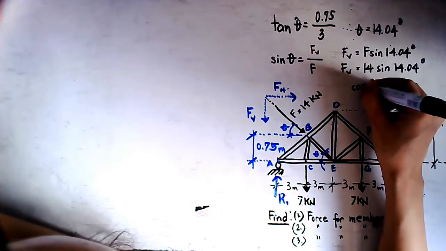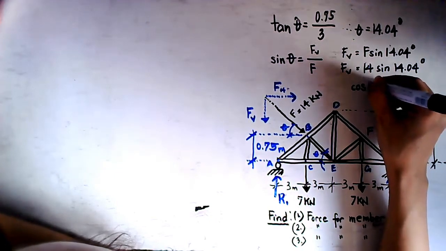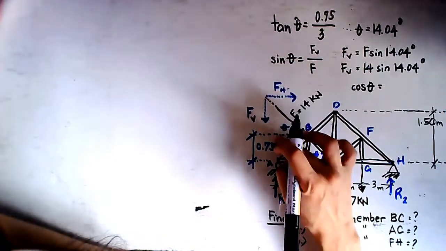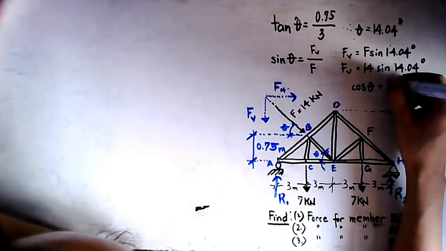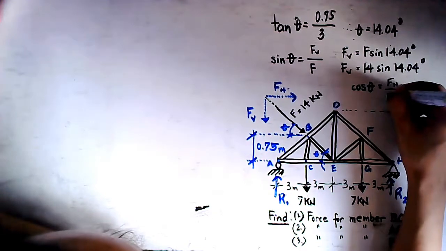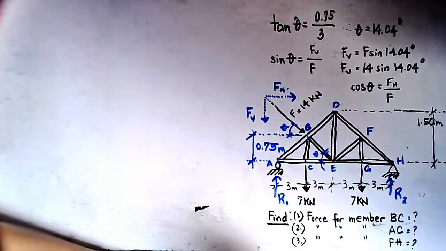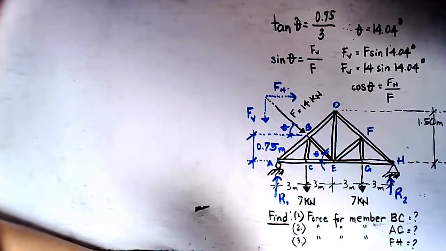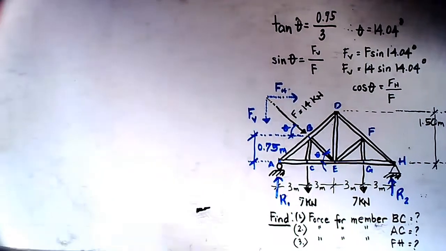Let's say we are going to use cosine of the angle. That will be the adjacent side, the horizontal component, all over the value for F. And there you would have the value for F horizontal.